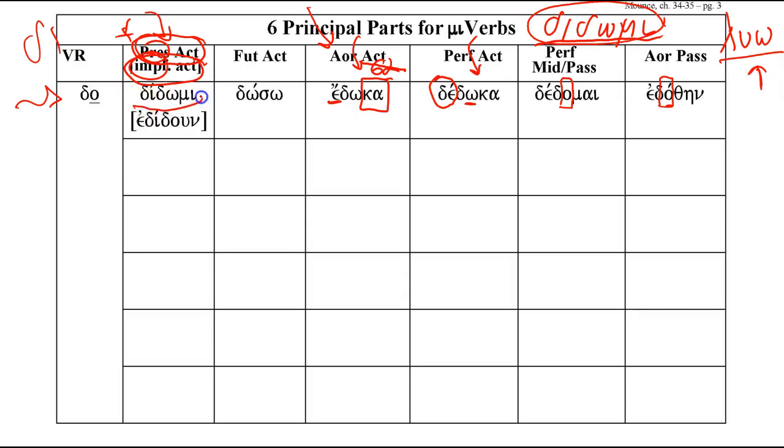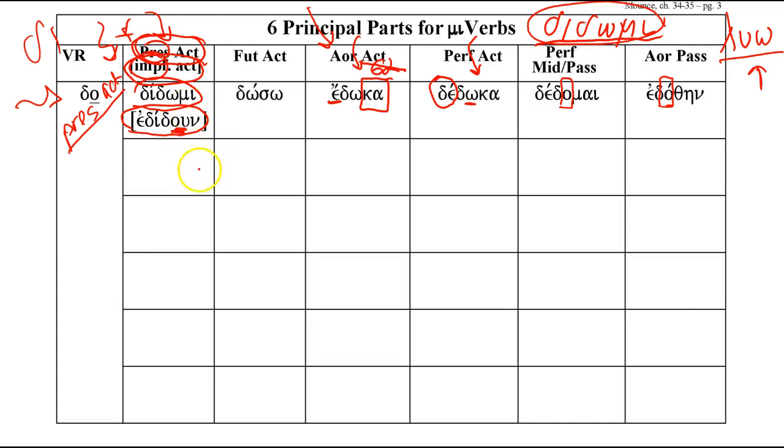We already did the present active tense. So let's walk through instead the imperfect. I'm going to do the imperfect forms. So we have ἐδίδουν. All right, and so notice here that ου is the form of the vowel change in the stem. So you can expect ου for the imperfect.